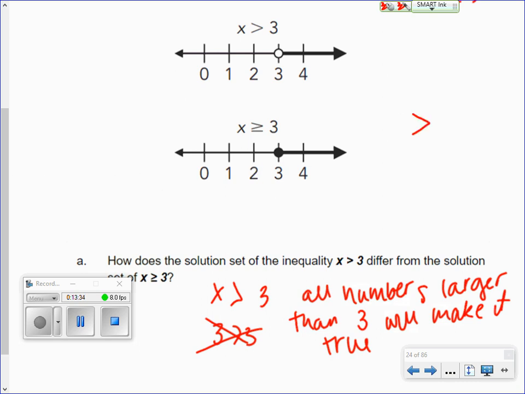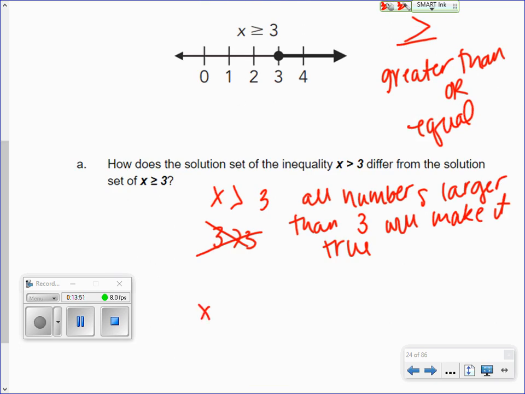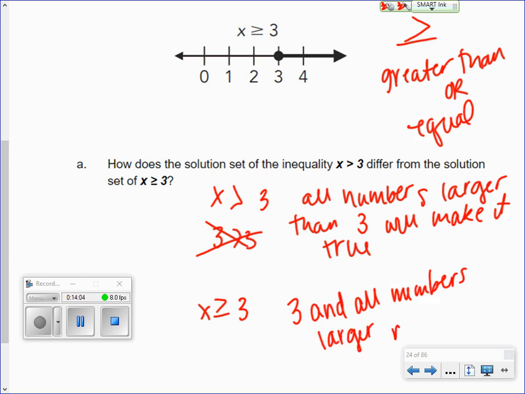This one, now we've got this little funny thing underneath it. It just means greater than or equal to. And this just states that greater than or equal to 3, 3 and all numbers larger make it true. So I could write in here 3 is greater than or equal to 3, check, true story. 4 greater than or equal to 3, true story. Okay? And if you notice, they're done differently.